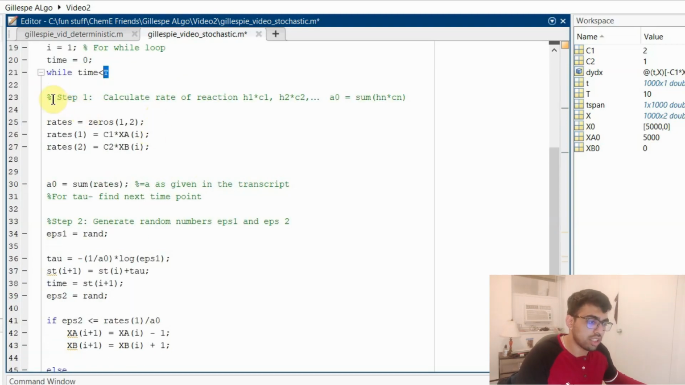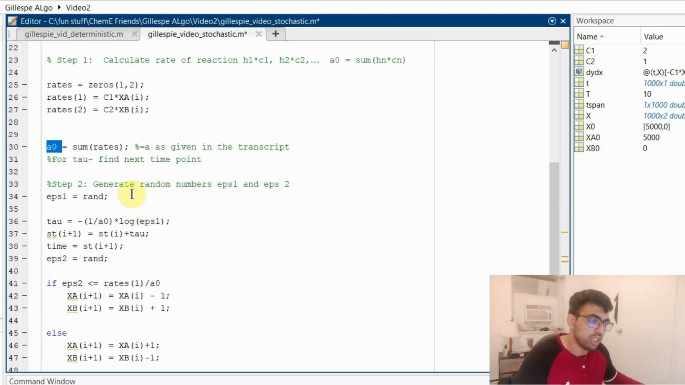Let's start with step 1. In step 1, we calculate the rates of the reactions, h1 c1, h2 c2 etc. For us, h1 is the molecule colliding with itself, so we just write c1 into xa. The second rate will be c2 into xb. And we write a naught as the total sum of the two rates.